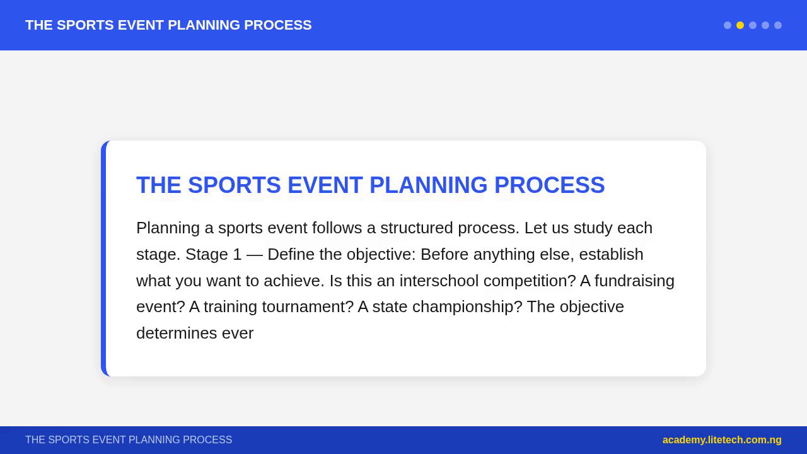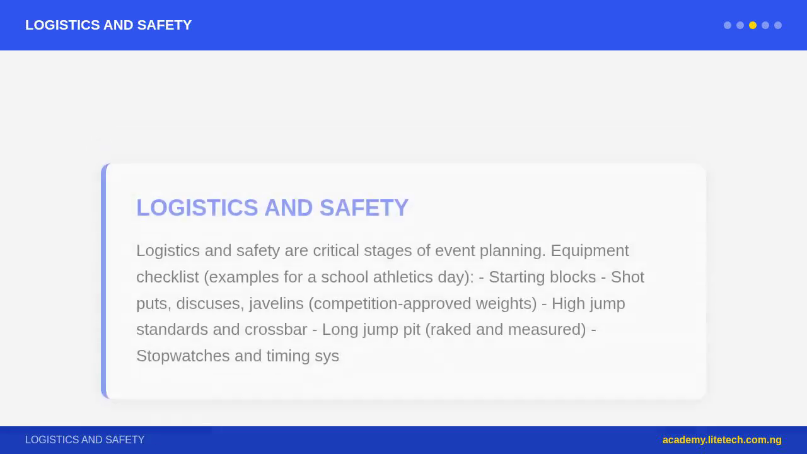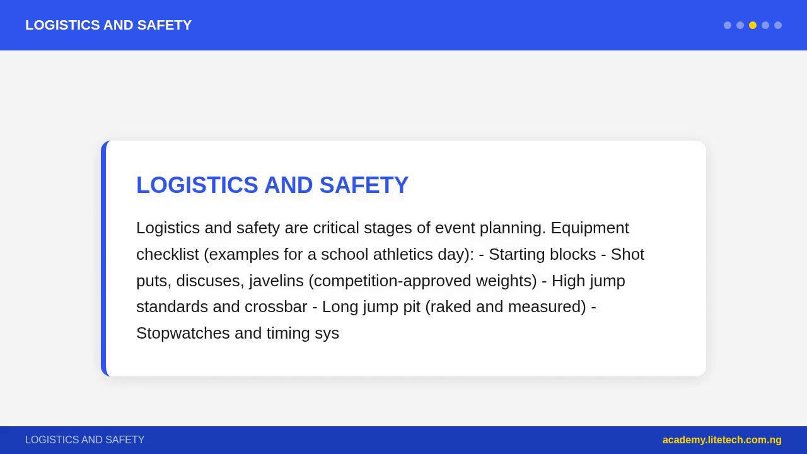Equipment checklist, examples for a school athletics day. Starting blocks. Shot puts, discuses, javelins or competition-approved weights. High jump standards and crossbar. Long jump pit, raked and measured. Stopwatches and timing system. Wind gauge. Steel measuring tapes. Result board/electronic scoreboards. Public address, PA, system. First aid kits. Stretchers. Flags, finish line, athlete number bibs.